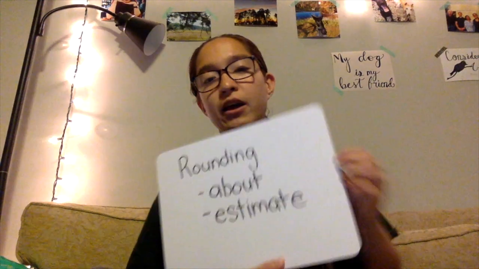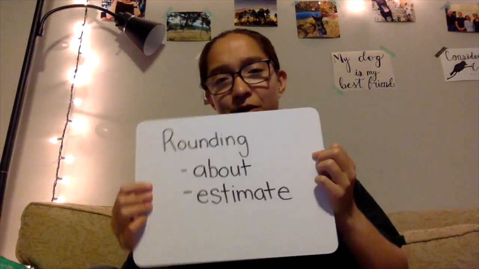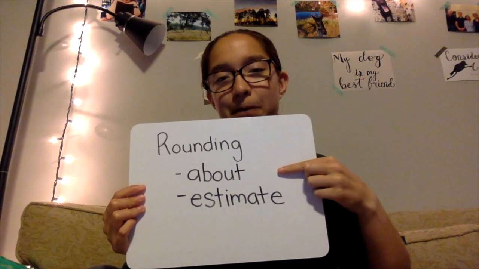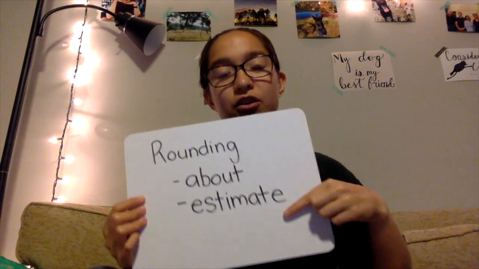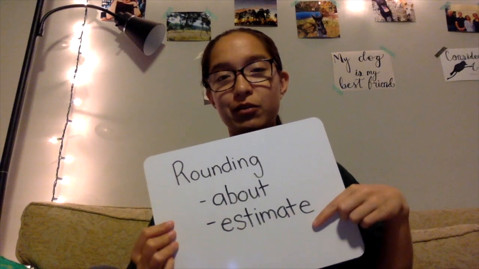I have the words written on the back of my trusty whiteboard, and when you have given yourself enough time to think, or you think you have the answer, you can unpause this video and check to see if you are correct. Okay? If you said that the keywords that went with rounding were the words about and estimate, you were exactly right, and you can give yourself a pat on the back. Okay, now that we remember our keywords, we are ready to learn about rounding in word problems. Let's get started.